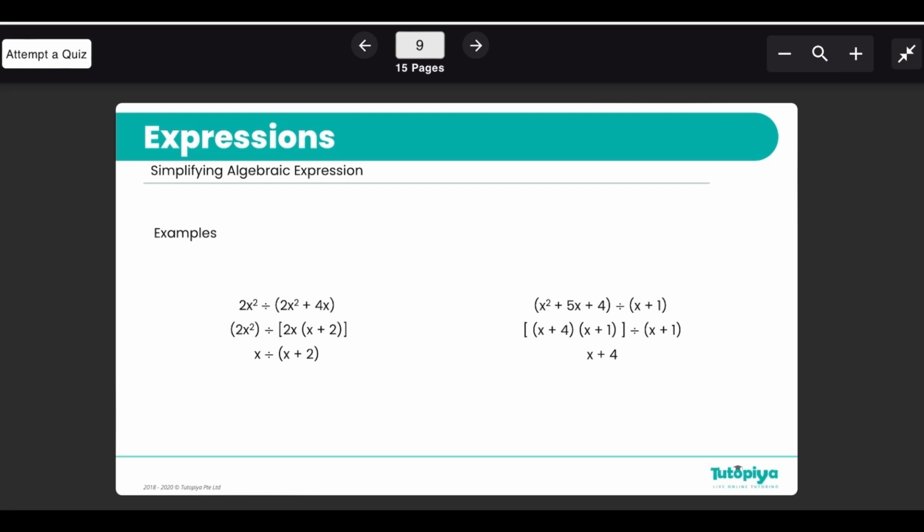And when you have expressions like this in the numerator, you have to see whether you can factorize. Now don't worry about factorization much. We're going to have a separate video on factorization. But when you are able to factorize, if you can find a common factor bracket, then you can cancel those brackets down. That's what's shown here.